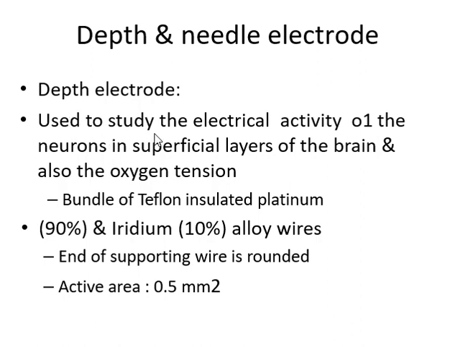Depth electrode is used to study the electrical activity of the neurons in the superficial layers of the brain, and also the oxygen tension. The depth electrode contains 90% iridium and 10% hollow wires. The end of the supporting wire is rounded. The active area of the depth electrode is 0. mm.